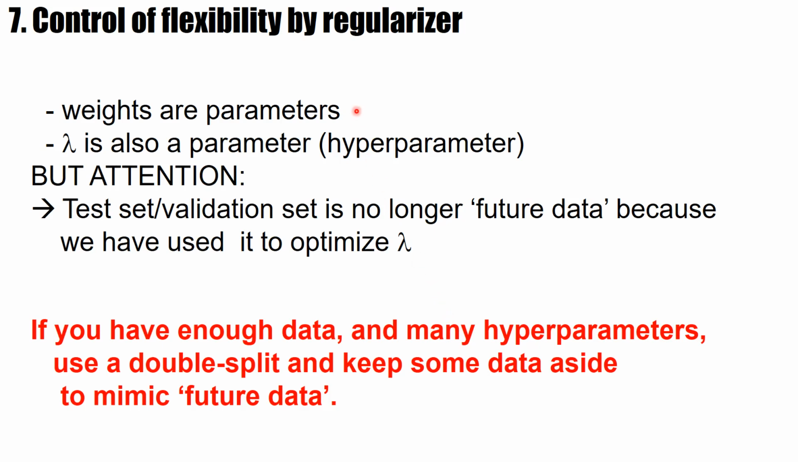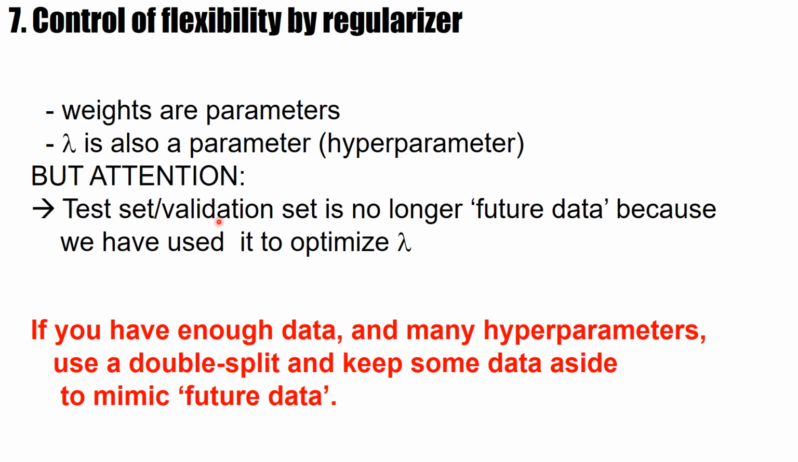Note that weights are parameters, but lambda is now also a parameter. It's sometimes called a hyperparameter. Now this might be a bit weird because we want to control the number of parameters, but we add an extra parameter. So it could be, if we have many penalty parameters, that we make the network flexible again, in the sense that we can do overfitting again. So we optimize lambda by looking at the validation set.